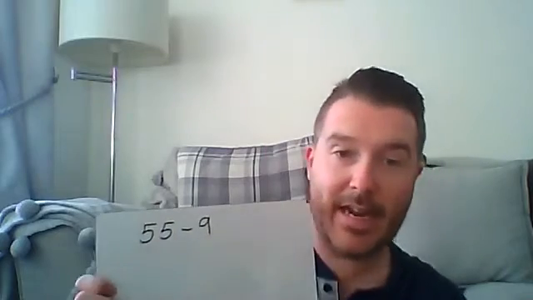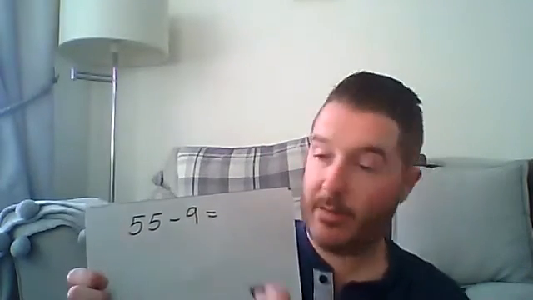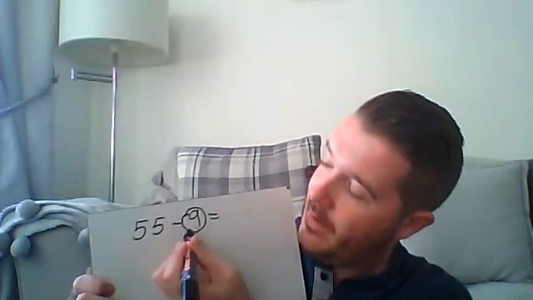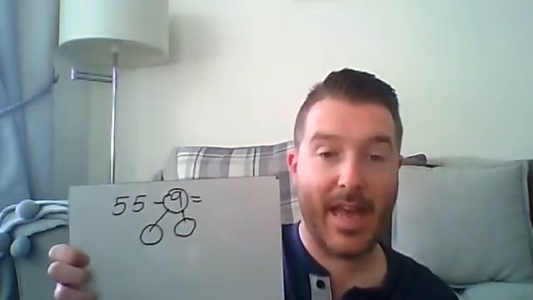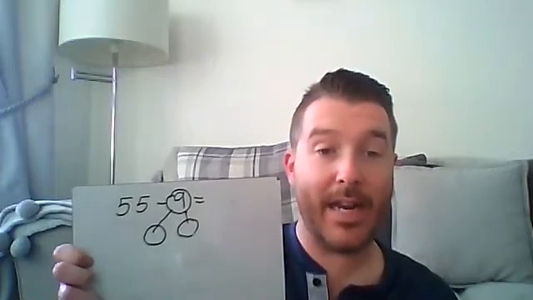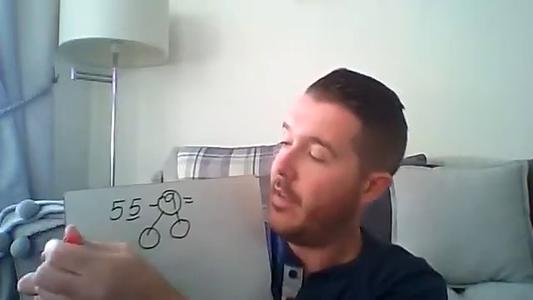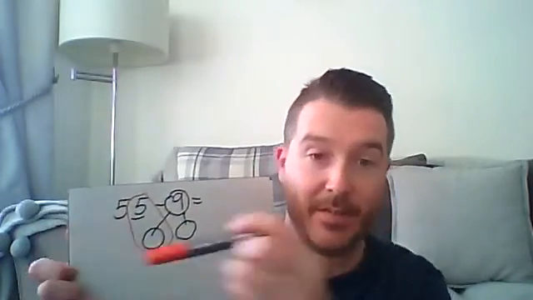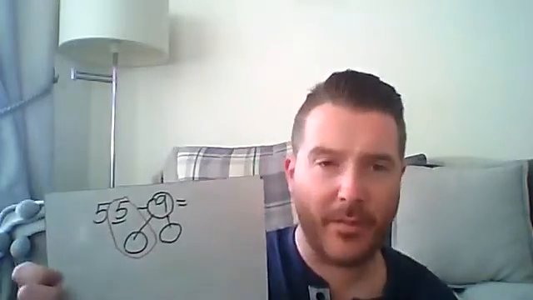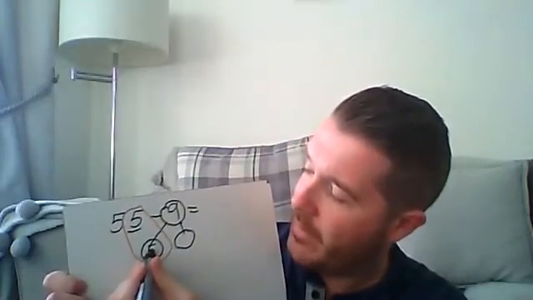I'm going to start with 55 take away 9. Again, the first thing I'm going to do, change the part here into its own part whole model. And then I need to figure out what I need to take away from 5 to get to 0. Let me show you, because we always want this part here to cancel itself out. We want it to be 0. So what do I take away from 5 to get to 0? Well, I have to take away 5, don't I? So when I've taken away 5, I've got my 0.